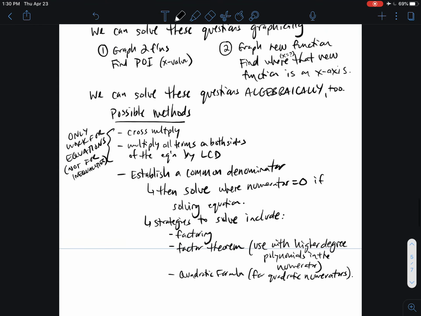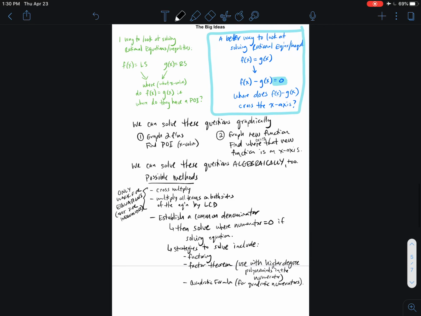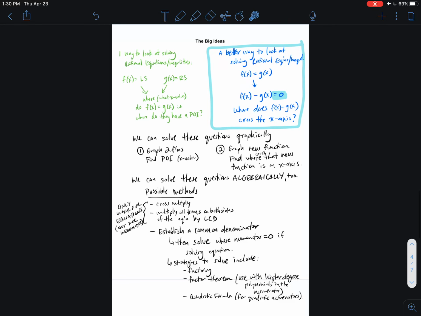Okay, so those are the main big ideas that I want to get at there, that there are two main ways to interpret a problem like this. We can solve either of those problems graphically by graphing the functions and observing where the solutions are. But it's also really nice to be able to have some algebraic strategies. So we have a couple that are good for equations but not good for inequalities. So this is really the key one that I want you to be emphasizing, which is establishing a common denominator, and then making a conclusion about the numerator having to be 0, because you have 0 on one side of your equation at that point.